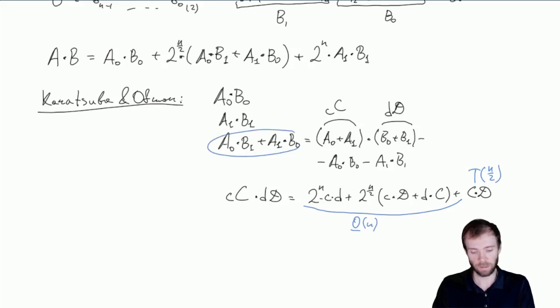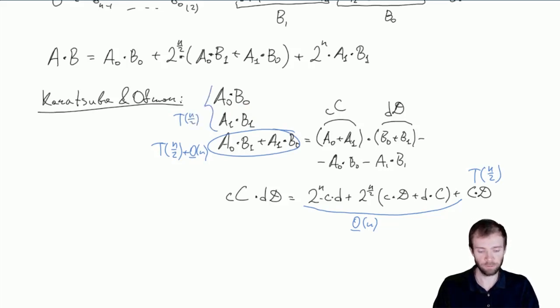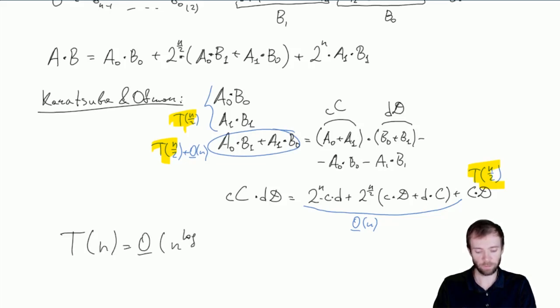So in the end, this thing can be computed in T of n over 2 plus big O of n time. This thing can be computed in T of n over 2 time, as well as A0 times B0. And we indeed have just 3 recursive calls to our algorithm, plus some time which is linear in n. And in the end, the master theorem will tell us that the time complexity of our algorithm, T of n, is big O of n to the power of log base 2 of 3, which is subquadratic.